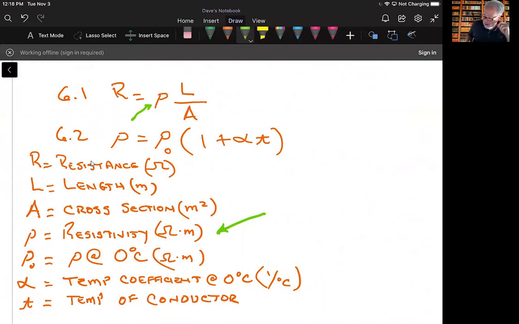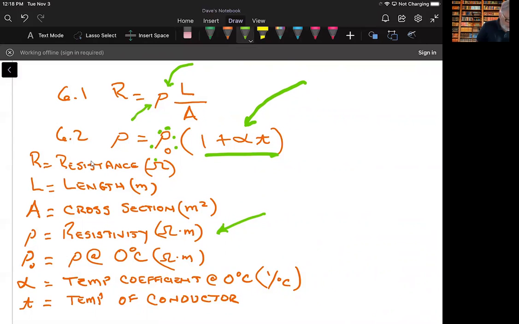And then what 6.2 does is it develops this resistivity, and it bases it on the resistivity at 0. And then see, this is that temperature coefficient. And it is, again, unique to the material that you're using. So we reference it initially at 0 degrees, right here. And then we adjust it based on the temperature coefficient. And that's how we ultimately end up with this that we can plug into 6.1.